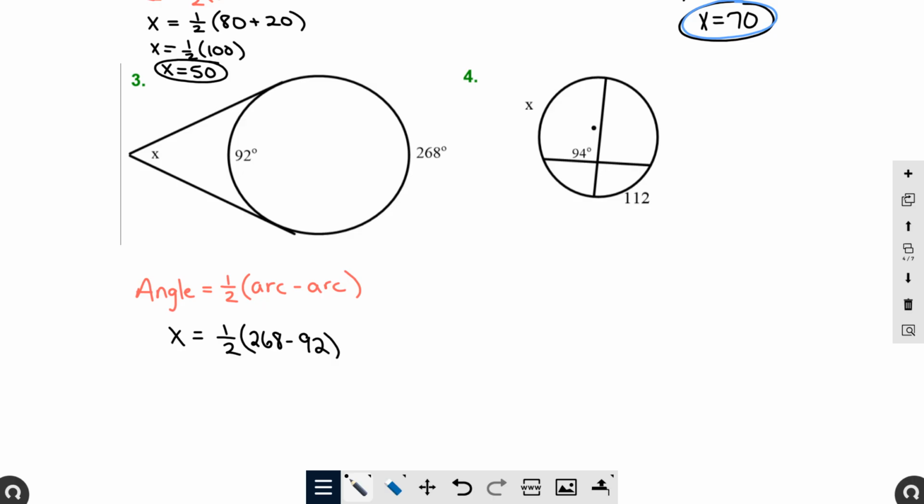If you notice on the first slide there, it said always make a positive angle. The only time you're going to make a negative angle is if you reverse these numbers. So it should end up being a positive number for all that you do. All right, let's subtract them. So what's 268 minus 92? 176. And then half of that would be 88.